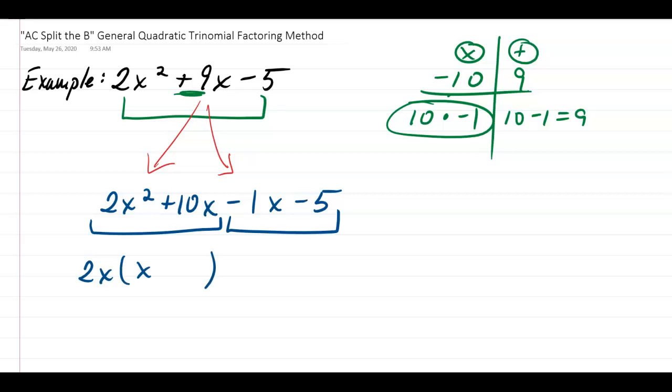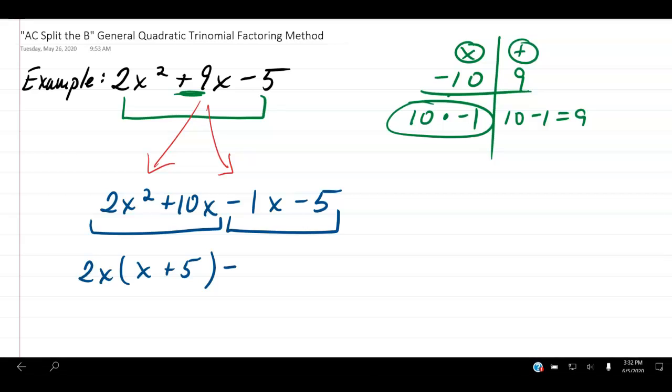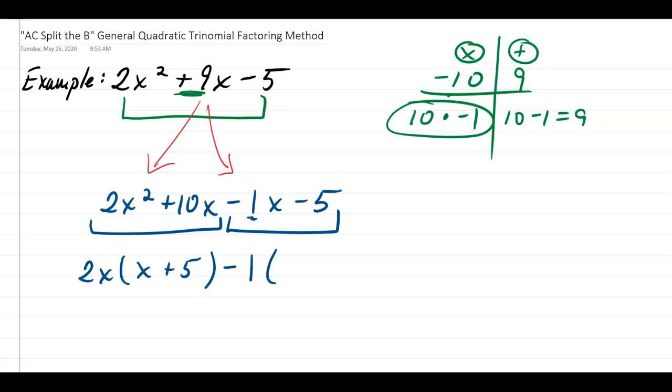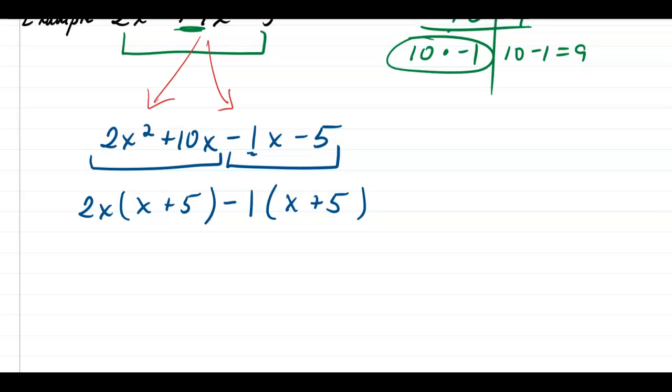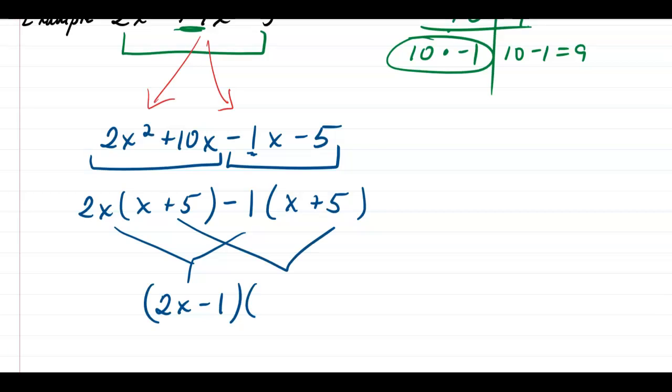2x times x, 2x times 5. So 2x times x plus 5. Minus, and we're going to take this 1 right here, because it's a 1x. And then x plus 5. That's because negative 1 times a 5 would give us a negative 5. And now we can assemble our answer. And you can see this is going quite a bit quicker. Our answer is 2x minus 1 times the repeated factor x plus 5.